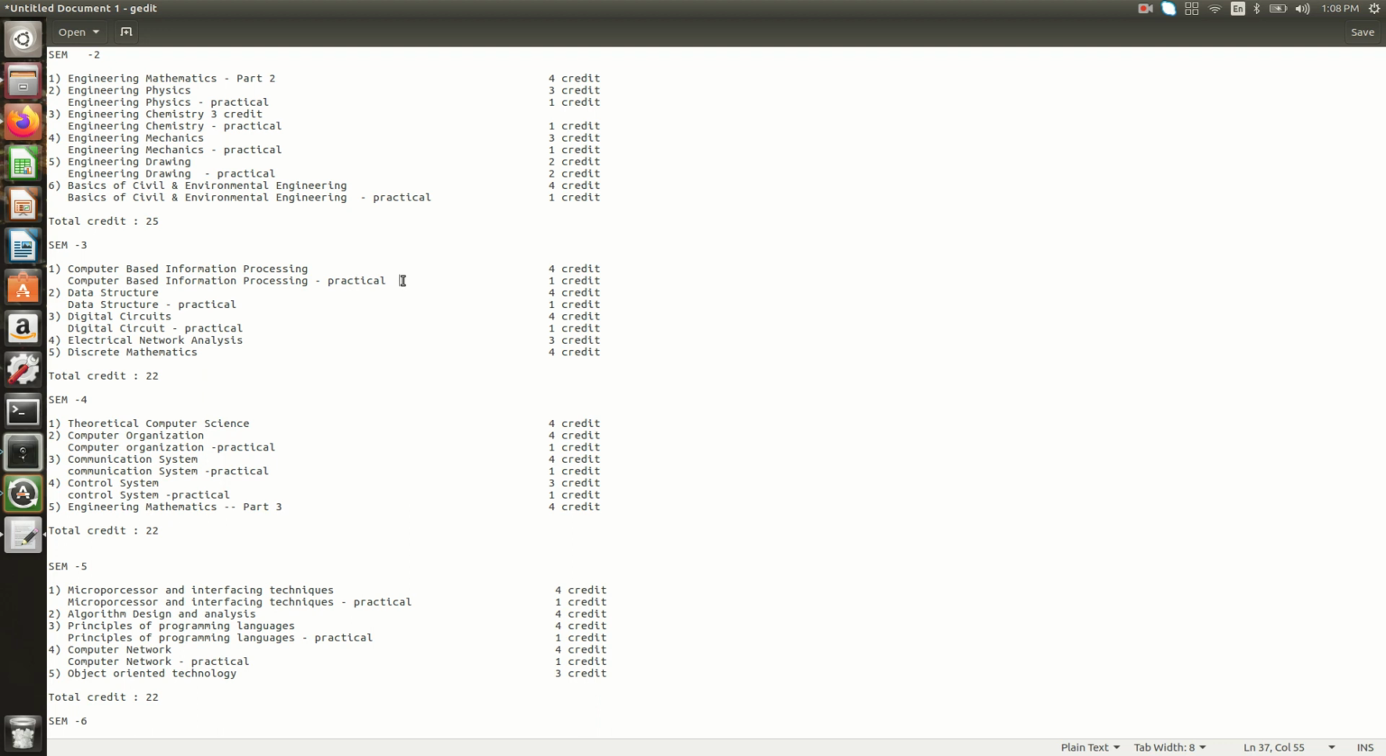It is part 1 of DBMS, you can say. Then practicals, data structures, the most important subject of computer engineering, digital circuit. This is from electronics, DLD it is called, digital logics and digital circuit. It is from electronics. Then electrical network analysis, this is from electrical department. Then the discrete mathematics. Discrete mathematics is also the base of computer engineering. 4 credits, no practicals, so 22 credits at the end of third semester.